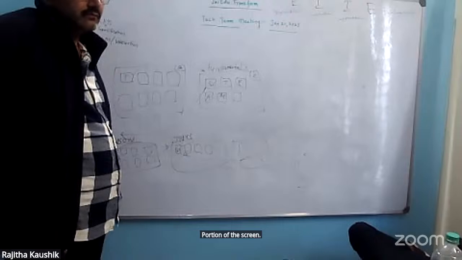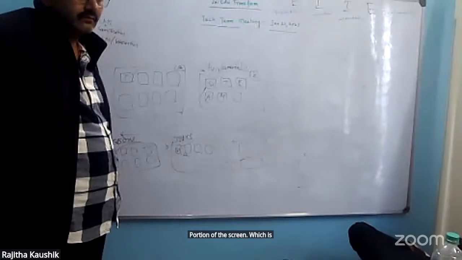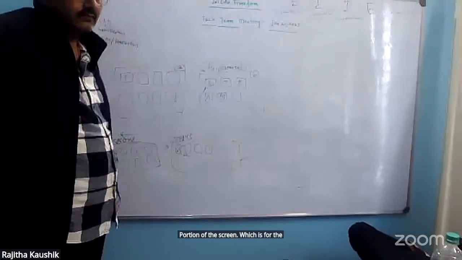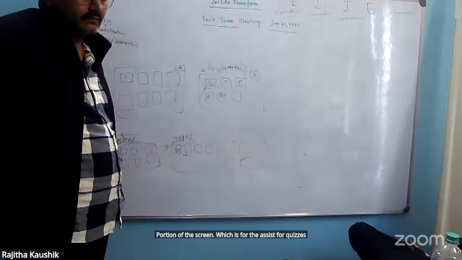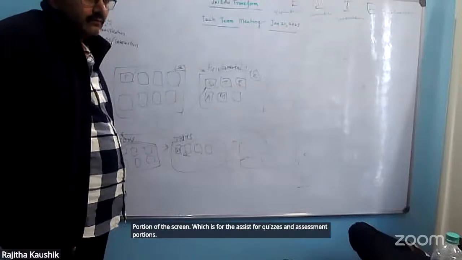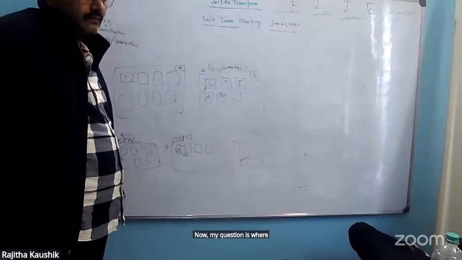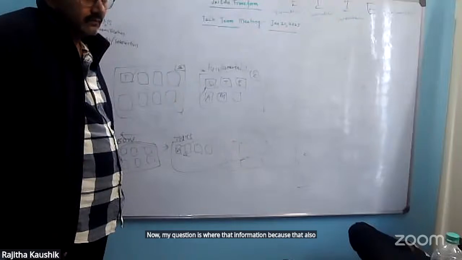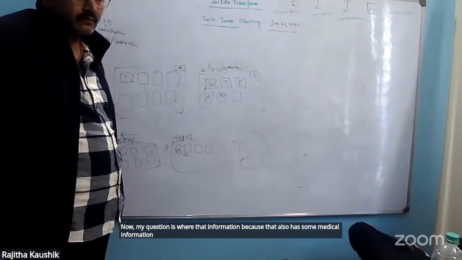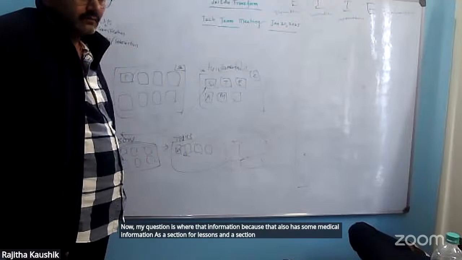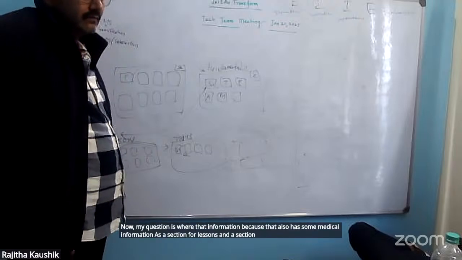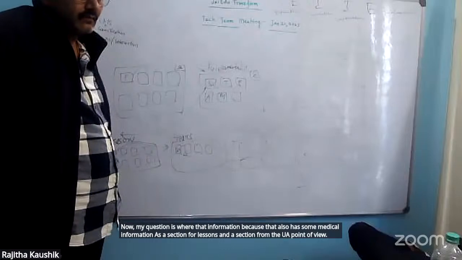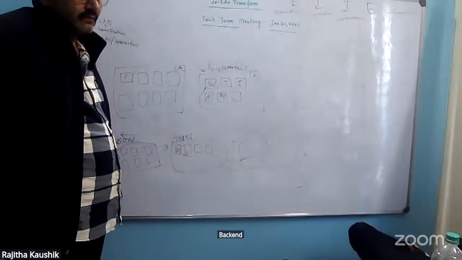The assessment portion of the screen, which is for quizzes and assessment portions. Now, my question is, where does that information come from, because that also has some meta information from Google. It has a section for lessons and has a section for quizzes, from the UI point of view. Backend, he will take the way he wants, no?